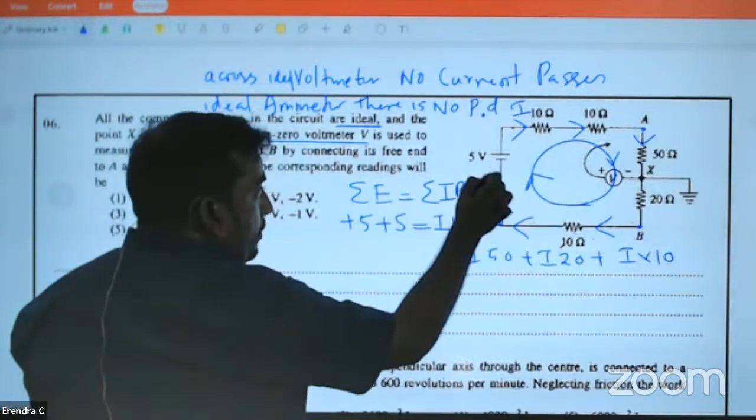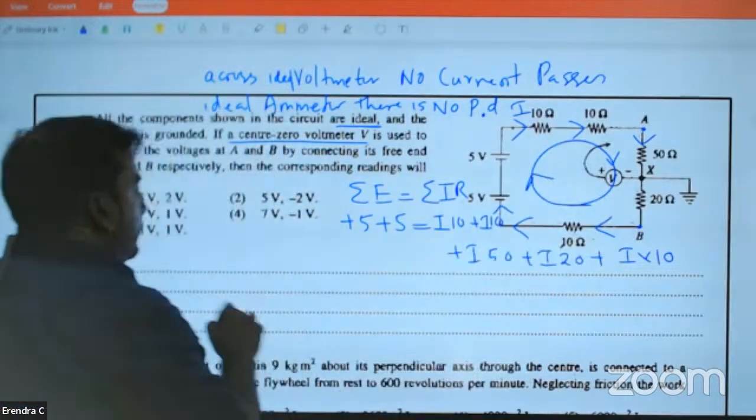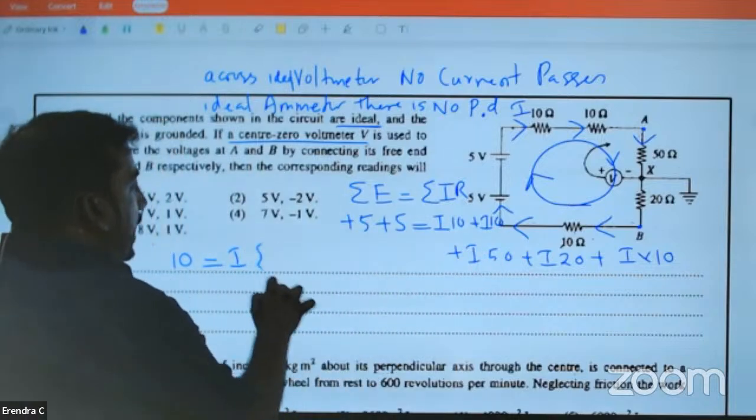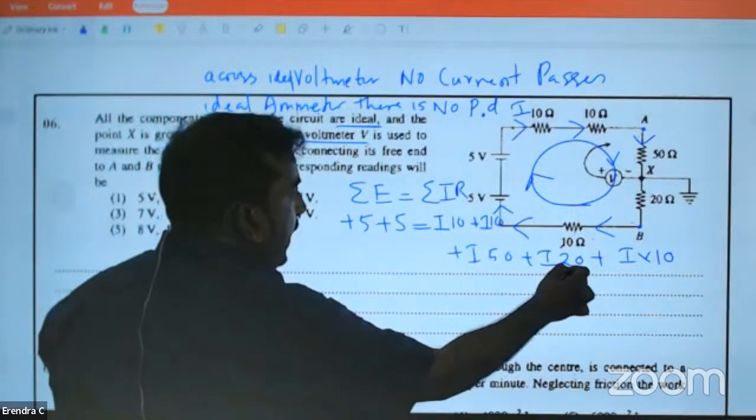Consider the loop: minus 2 plus, positive. Loop direction and current direction are the same, so positive. 10 is equal to, the common term is I. Take I out: 10, 20, 70, 90, 100.